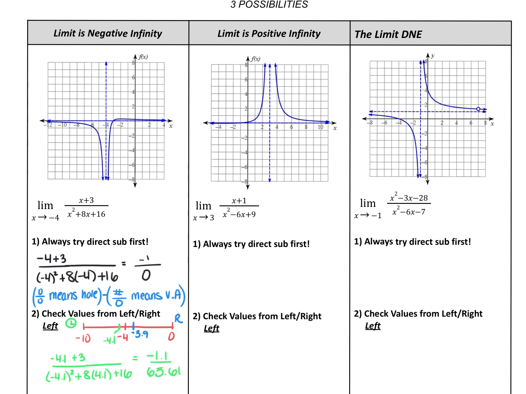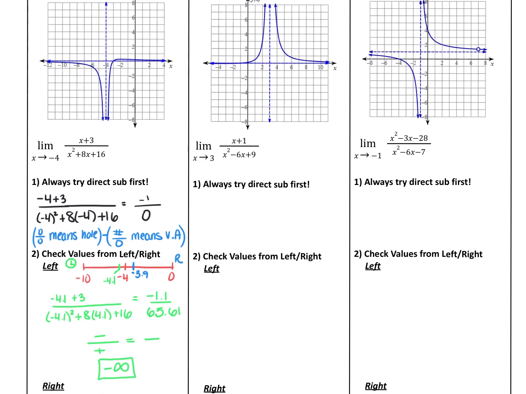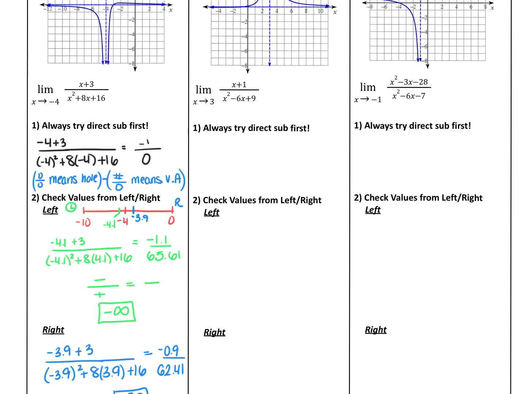Okay, let's try the second possibility. The second possibility is a limit to positive infinity. Again, we're always going to try direct substitution first. I'm asking this as x approaches 3. Let's go ahead and directly substitute 3 and see what happens. So 3 plus 1 over 3 squared minus 6 times 3 plus 9. Take a minute, pause the video, and get me two numbers.